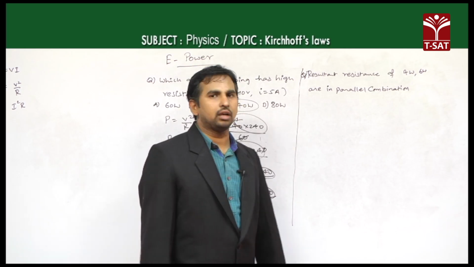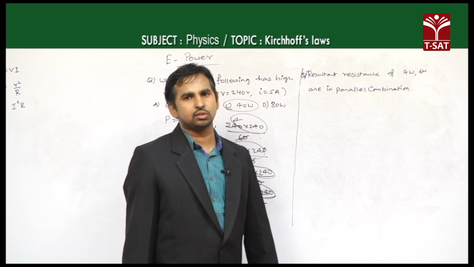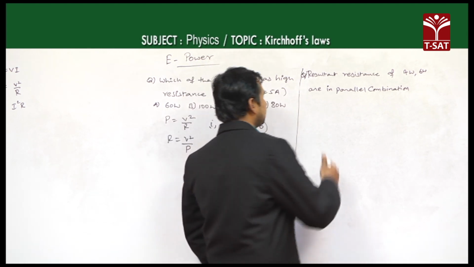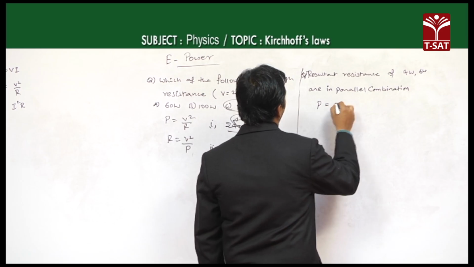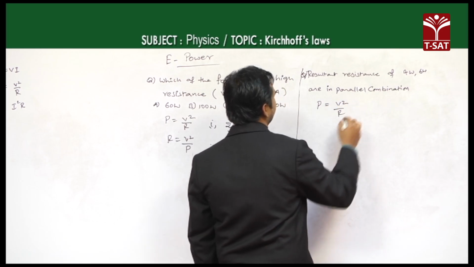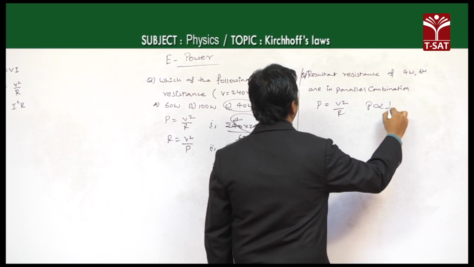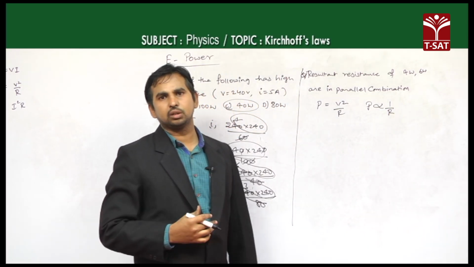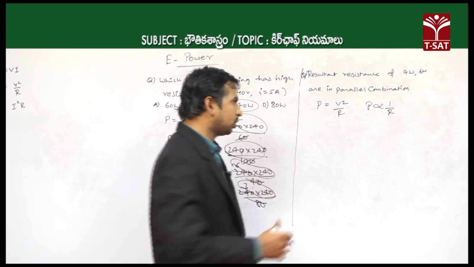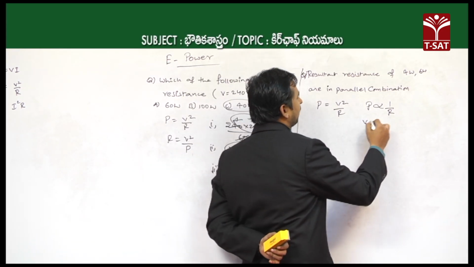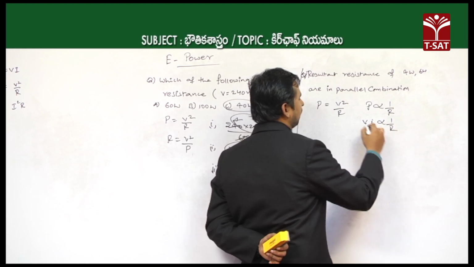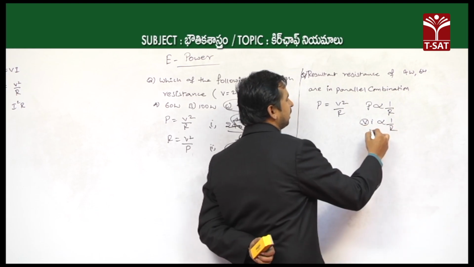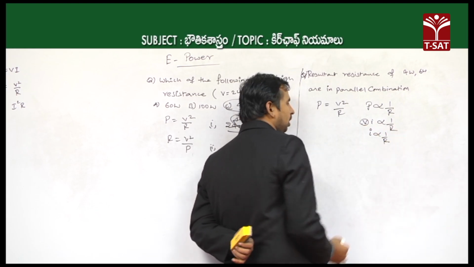Actually, when they are in parallel combination, the voltage remains the same. So, as P is equal to V square by R, and that voltage remains the same, then power is inversely proportional to resistance. As the power is V into I, we can write that V into I is inversely proportional to R. As V is already a constant, I is inversely proportional to R.